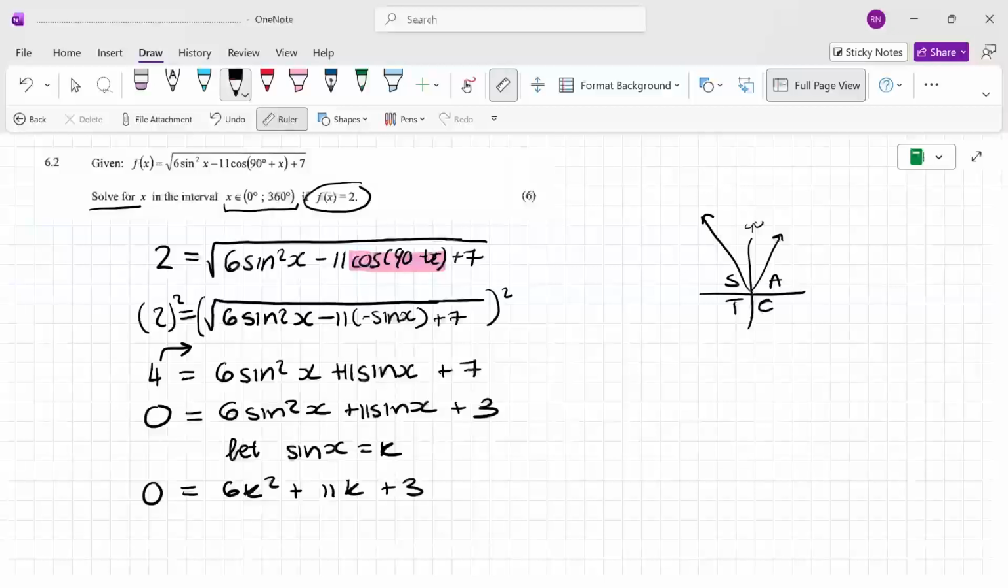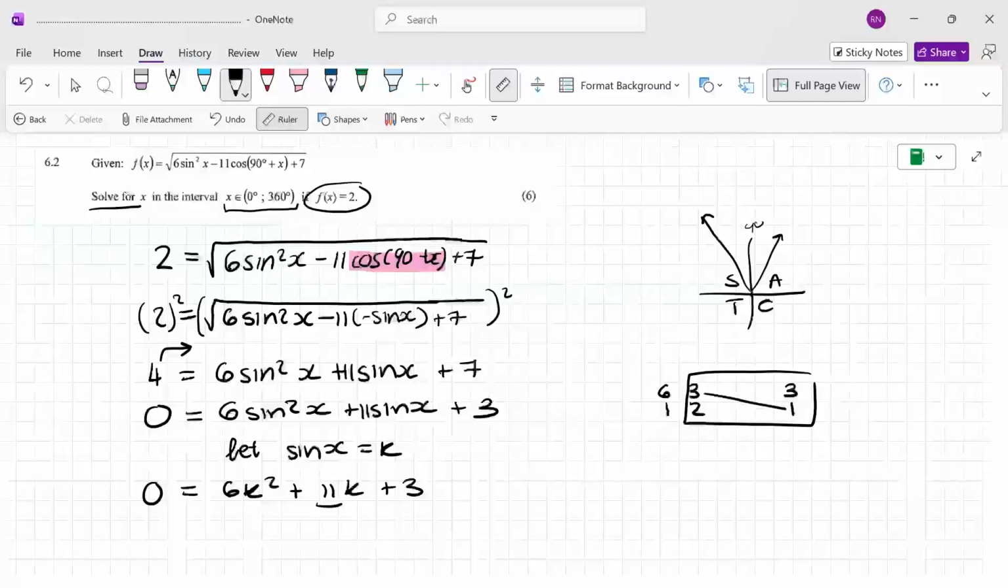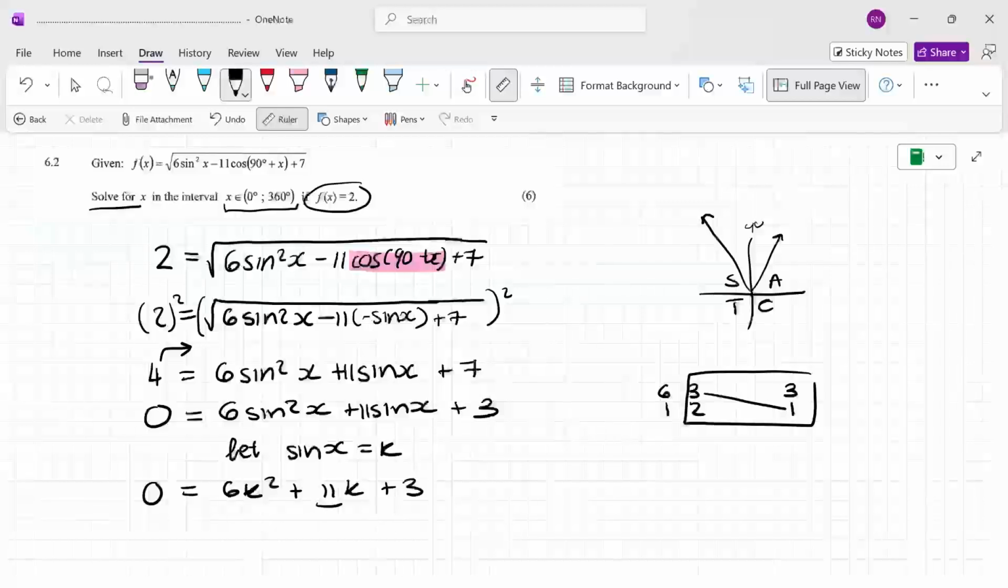Let's try and solve this trinomial. So we look for the factors of 6, 6 and 1, or 3 and 2, and the factors of 3 are 3 and 1. And we're trying to get to 11. Let's use 3 and 2 first. This gives me, that's not going to work. Let's try it the other way around.